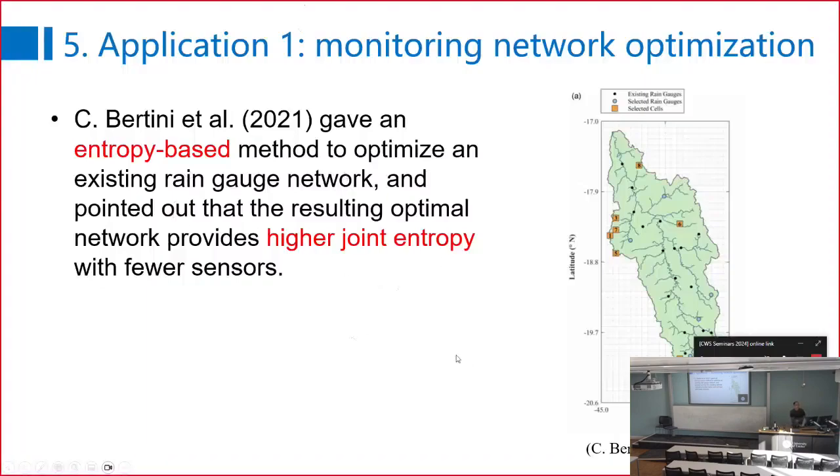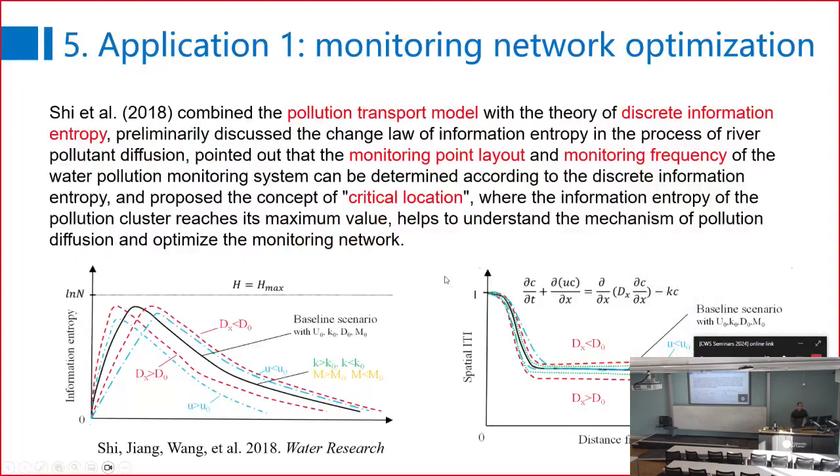Then in this paper, they use an entropy-based method to optimize an existing rain-gauge network. It's mainly focused on hydrology or rain gauges, and it uses the joint entropy with a few sensors. What we design is to use the transfer entropy: how to make the information transfer from the upper station to the downstream station be the maximum transfer.